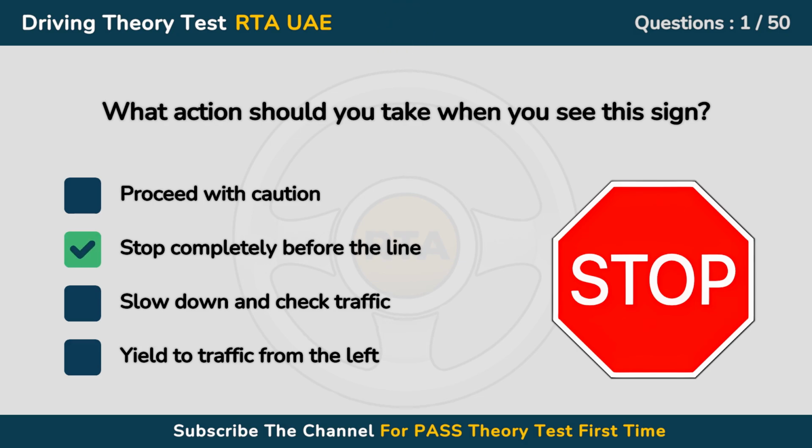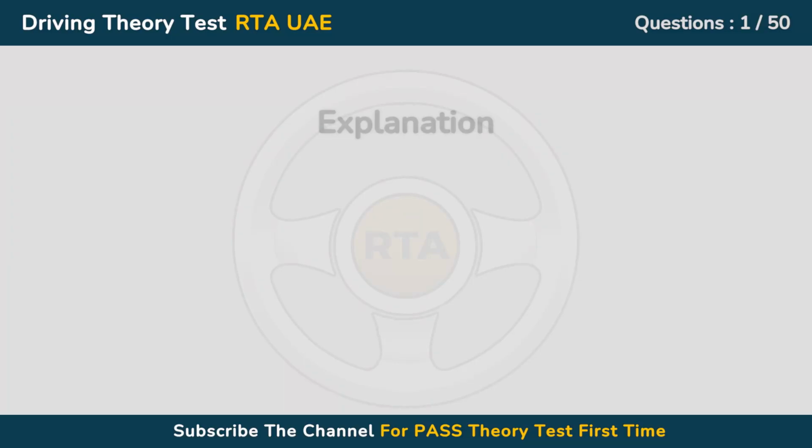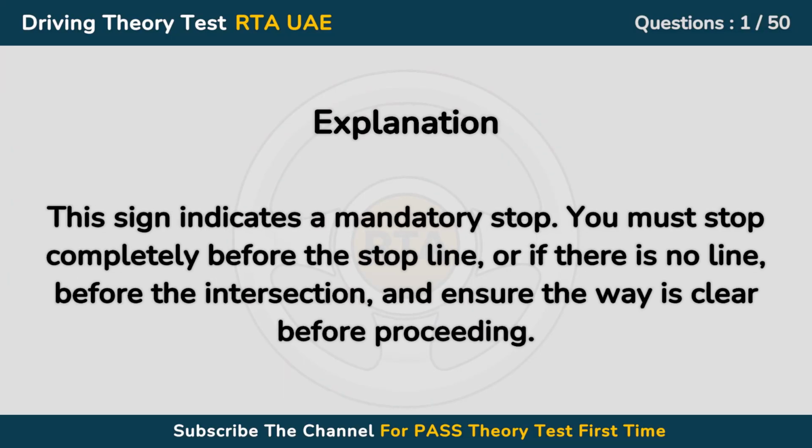Answer is B. Stop completely before the line. This sign indicates a mandatory stop. You must stop completely before the stop line, or if there is no line, before the intersection, and ensure the way is clear before proceeding.